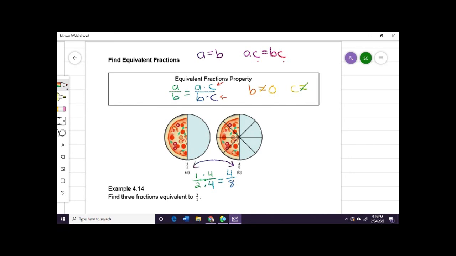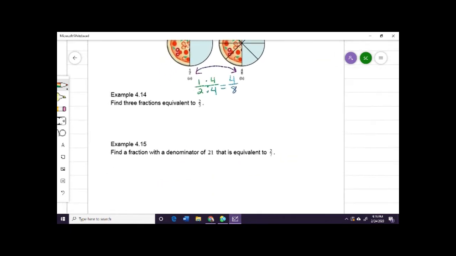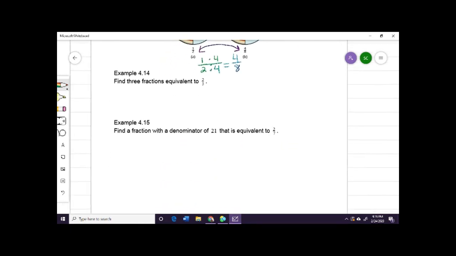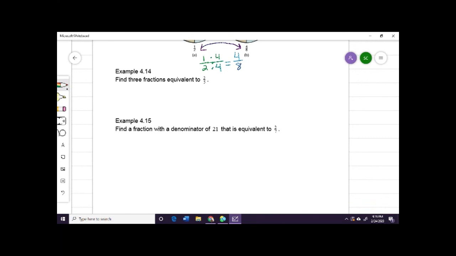Let's do some examples. Example 4.14. Find 3 fractions equivalent to 2/5. Since we just have to multiply the top and the bottom by the same number, this is pretty simple to do. So let's start with 2 times 2 over 5 times 2. I'm multiplying the top and the bottom by 2, and I get 4/10. So there's one of our equivalent fractions.